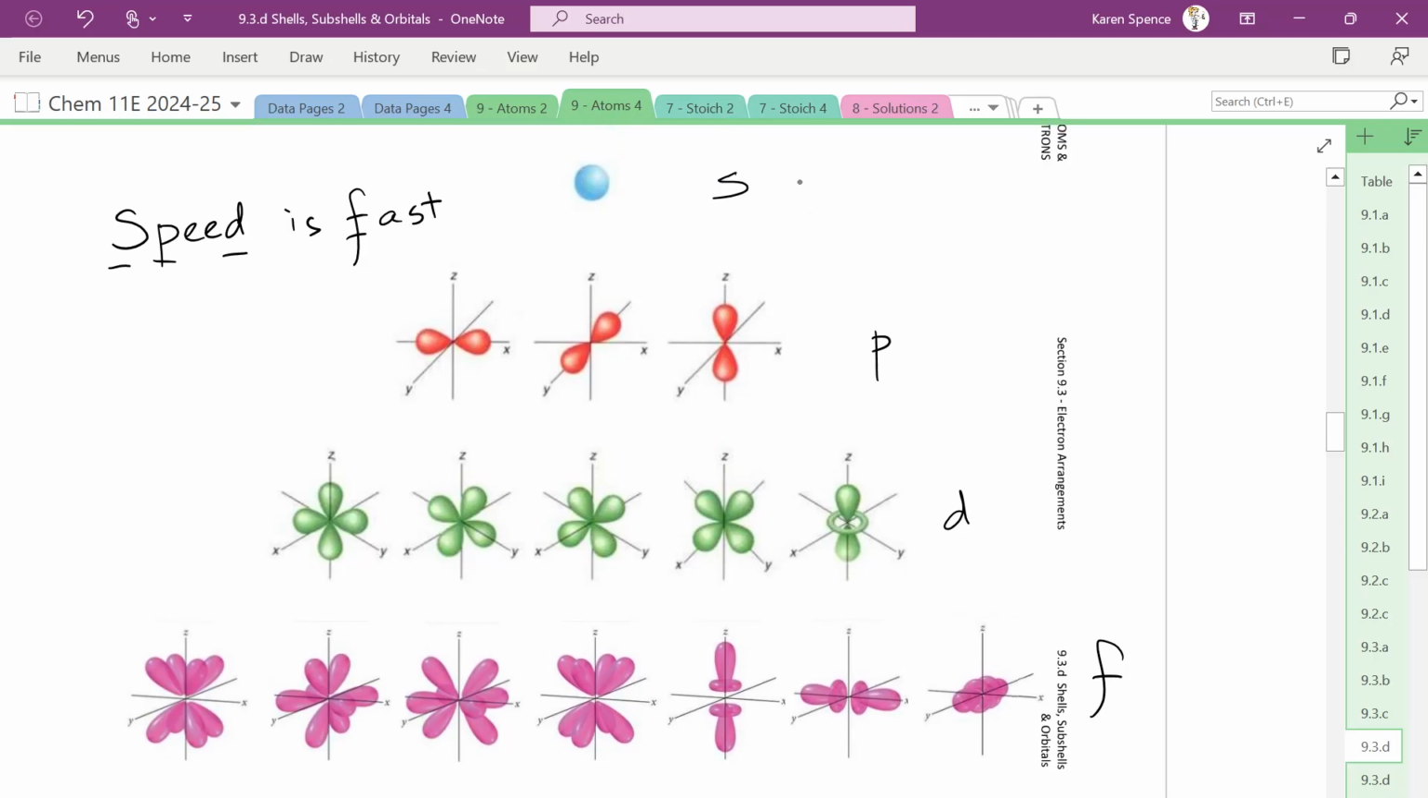So S is at n greater than or equal to 1. P's are at n greater than or equal to 2. D's are at n greater than or equal to 3. And F's are at n greater than or equal to 4. So we don't end up with F orbitals until shell number 4.